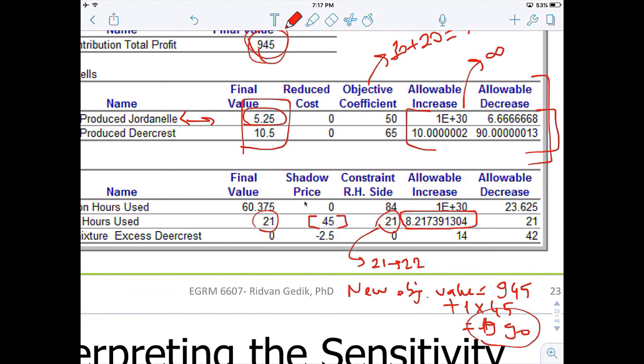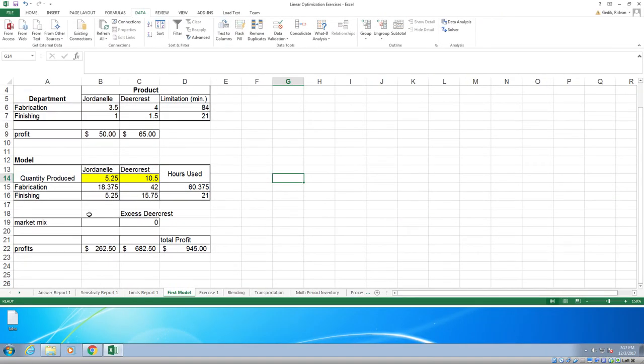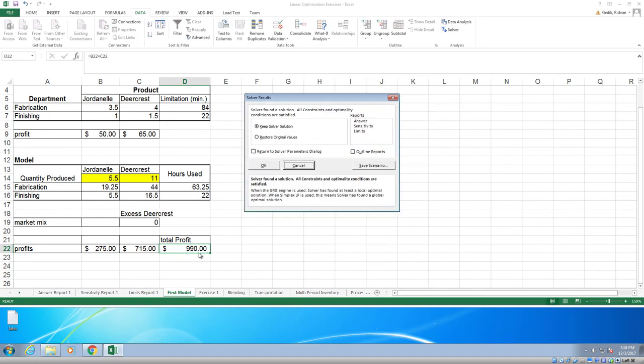Well, if you'd like to try it out and validate it in Excel, you can do that. What we did is we increased the number 21 to 22. Sorry, this is the cell formula. I should not touch that, so I should increase it right here. Okay, and then let's see. Please watch this 945. It should become 990. There you go. It became 990 at the optimal solution.